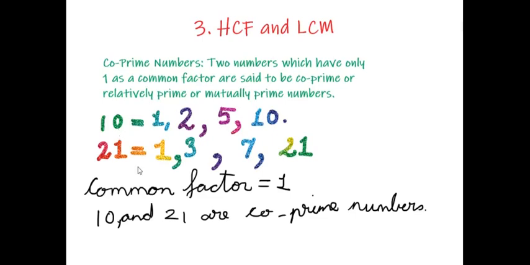So did you understand what is meant by co-prime? Yes. So two numbers which have only one as a common factor, such numbers are called co-prime numbers. So the sums based on this you have solved in 5th standard. Now did you understand it? Yes.